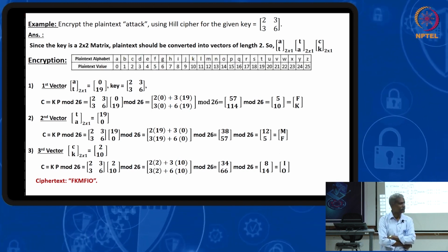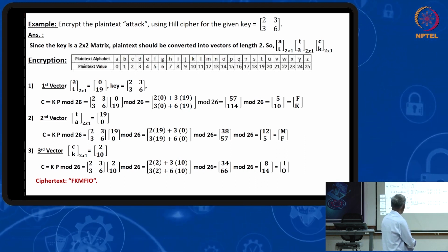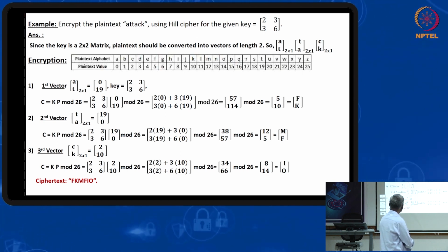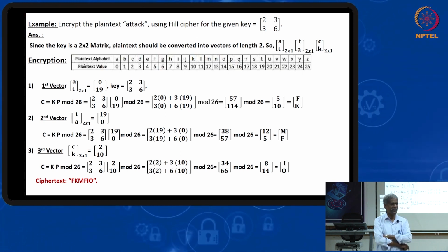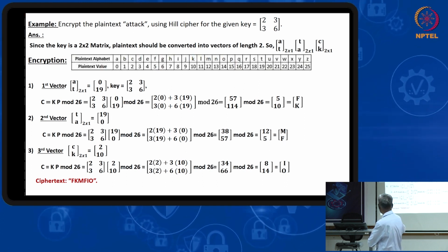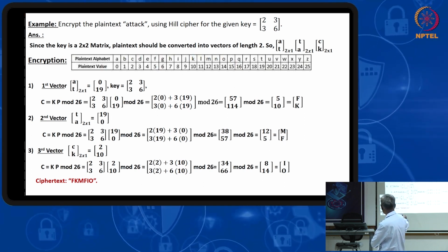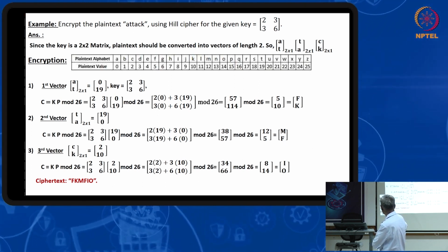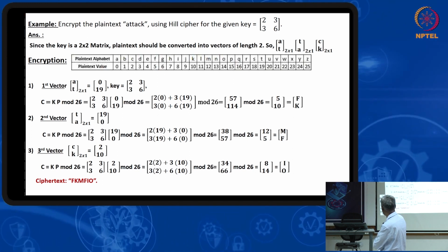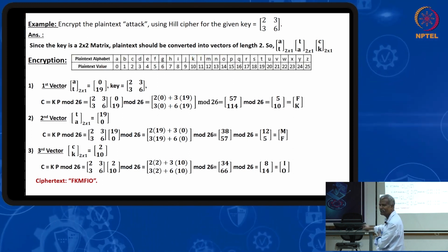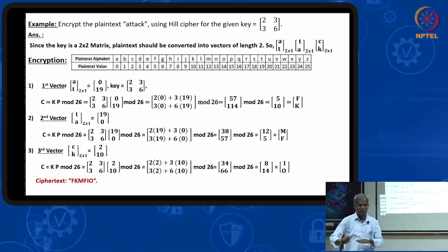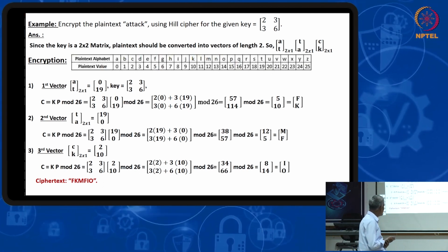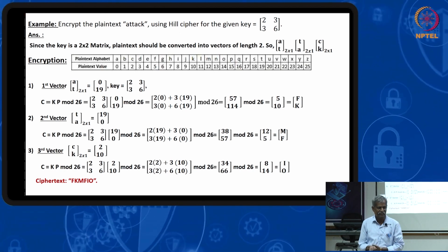So we can see the table. Whenever we have a problem in that, this K is 10. There itself 10. So I have converted the first one into FK. Similarly, the second one is converted to MF. Third one is IO. Overall, the ciphertext is FK, MF, IO. Are you able to understand all the three? So we have converted the plain text into ciphertext.